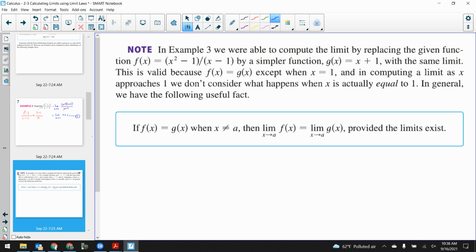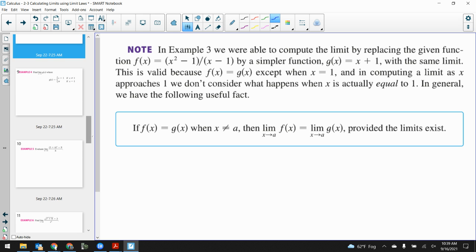Note in example 3, we were able to compute the limit because those functions were equivalent. Key thing to point out here: even though the function was not defined at that value, the limit still existed. If f of x is equal to g of x, and this was our x squared minus 1 over x minus 1, reduced down to x plus 1, when x is not a, then the limit as x approaches a of f of x is equal to the limit as x approaches a of g of x, provided that the limit actually exists. The limits are equal to one another as long as they exist.